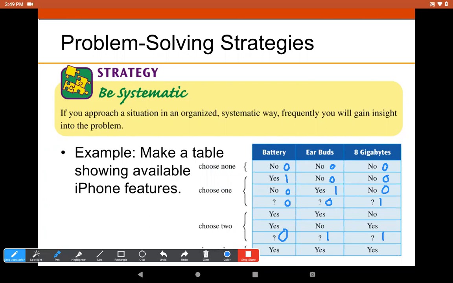Or our last option is all three choices. We have the battery, we have the earbuds, and we have the gigabytes. All of them. Here we have 2, 0. Nice.